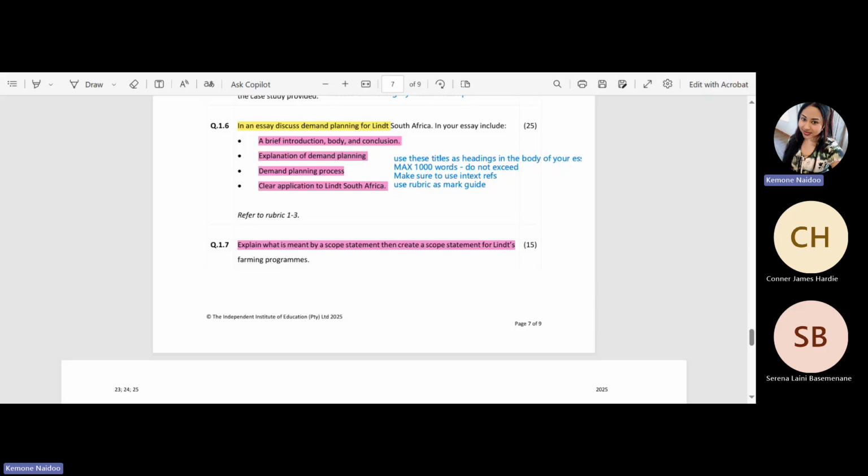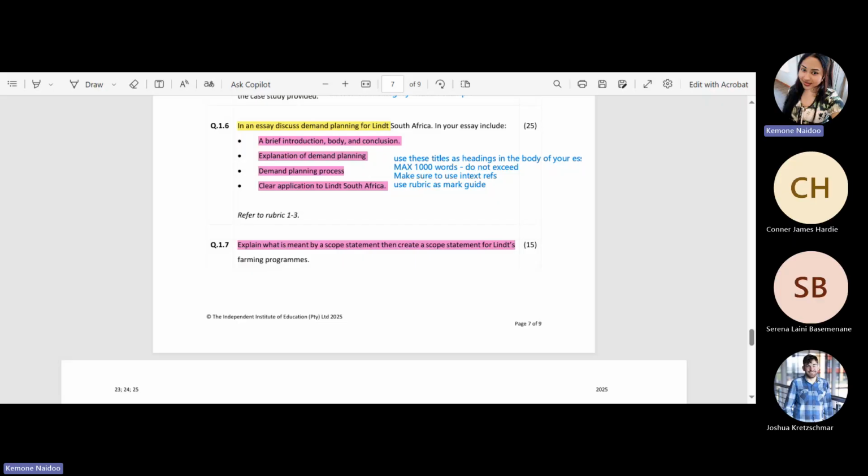Now in your essay, you are expected to have a brief introduction, body, and conclusion. I don't know if you remember from high school writing essays. When you have your introduction, you need to state introduction. So have a title that says introduction, and then maybe 3 to 5 lines of a general opening. Your introduction needs to be very brief. You shouldn't have any heavy content in an introduction. It should just give the reader an idea of what to expect in the essay.